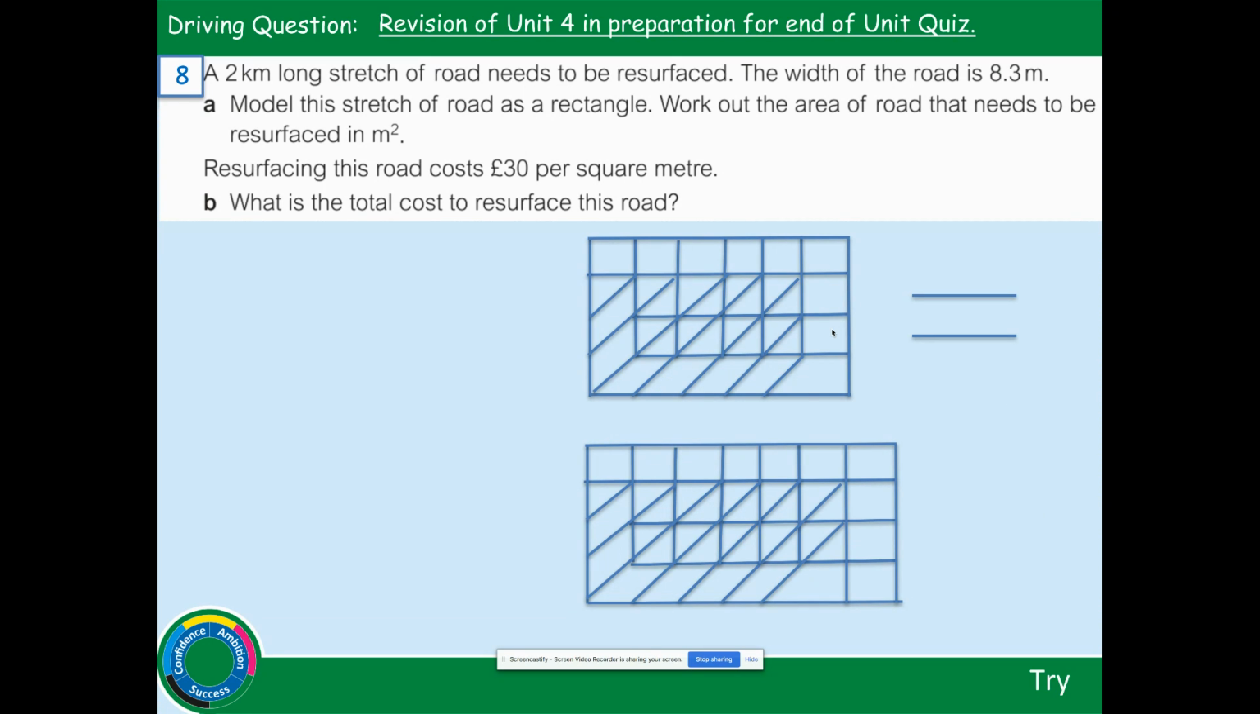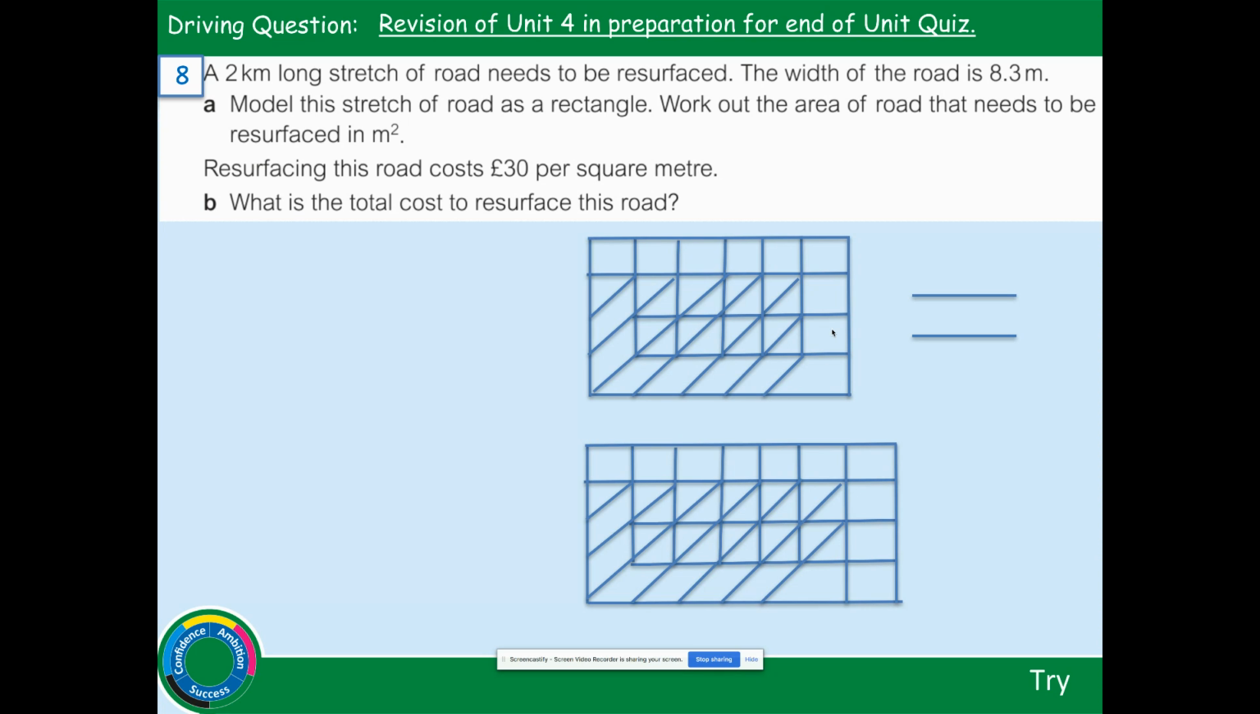Okay, a 2-kilometre long stretch of road needs to be resurfaced. The width of the road is 8.3 metres. Model this sketch of road as a rectangle. Work out the area of the road that needs to be resurfaced in meters squared. And then part 2, resurfacing this road costs £30 per square metre. What is the total cost to resurface the road?